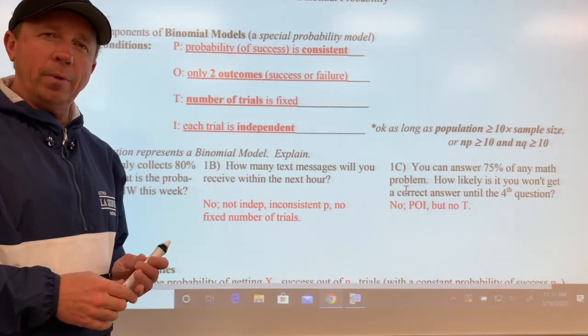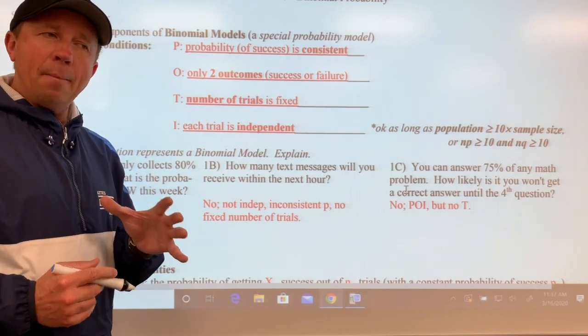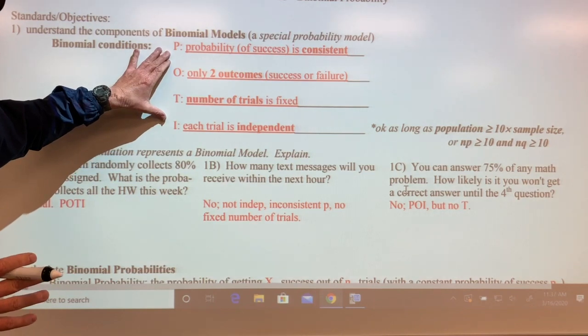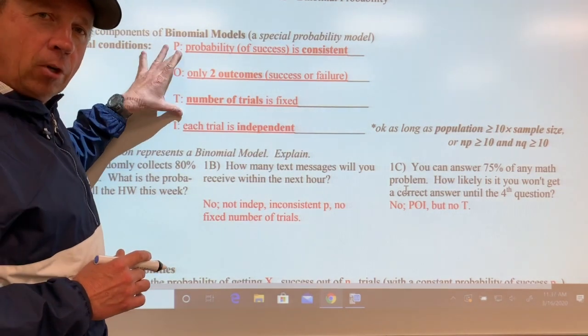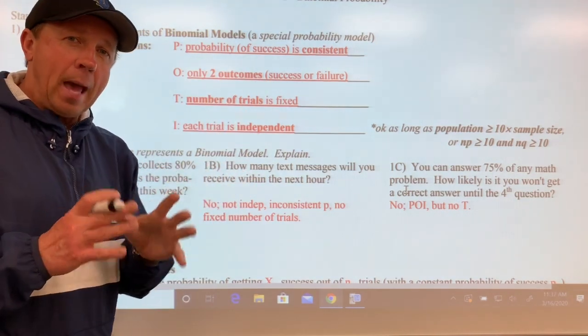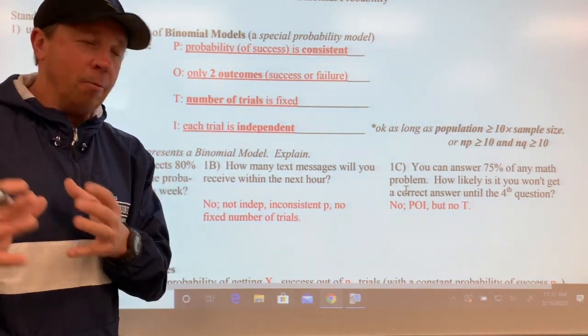That's considered binomial. And it's not uncommon on the AP test that you are required to write out the assumptions for a binomial in context of the problem. So please do that if you make a decision that something is binomial.